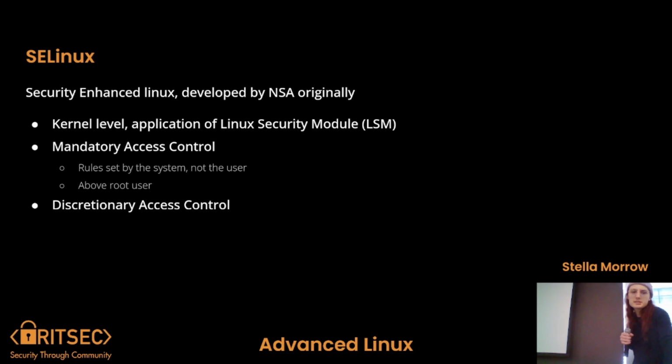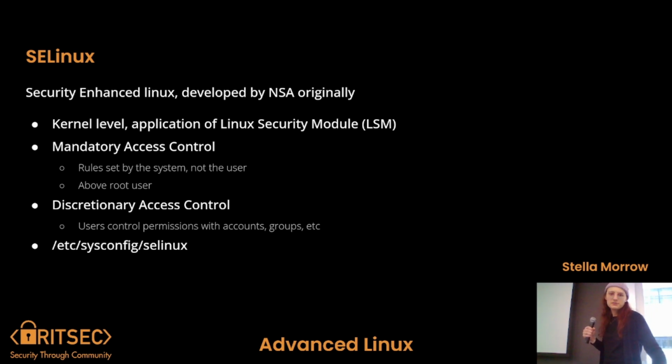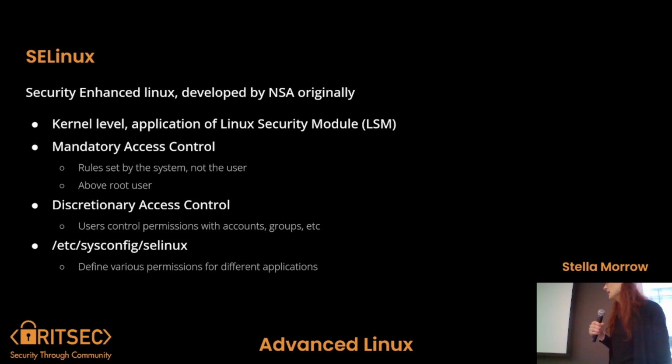You also have discretionary access control, which is user-controlled permissions, which is more what I was talking about earlier. And then you have your config there. That's not always in that place; it depends on your system. And it defines different permissions for different applications. Basically, SSH can access these files, ProFTP can access these files, etc.